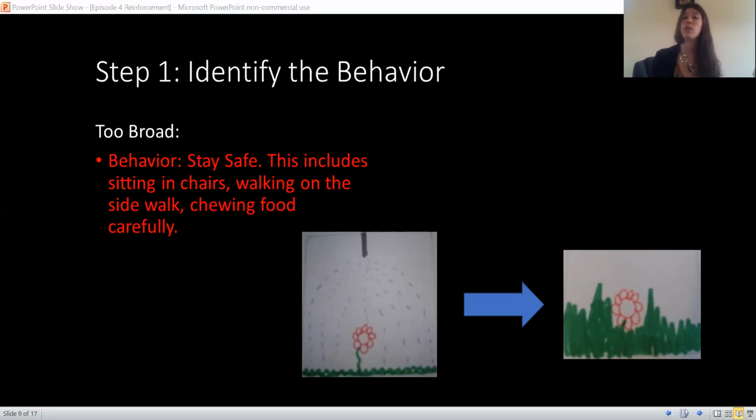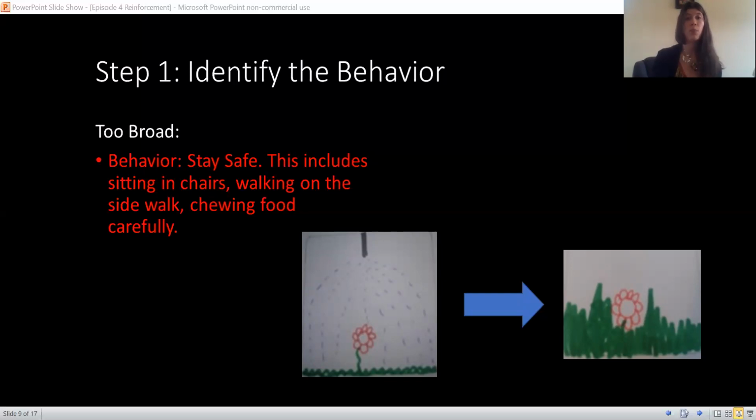This is similar to if you reinforce too broad of a behavior. If you reinforce safety, you're going to reinforce all those smaller behaviors, sitting, walking on the sidewalk, and not really put as much reinforcement into that big behavior of keeping their hands and their feet to themselves.